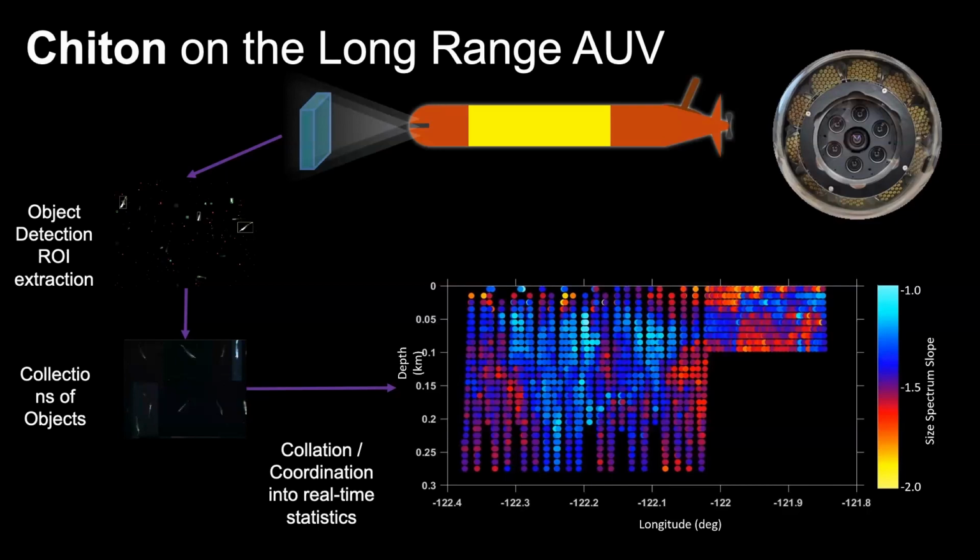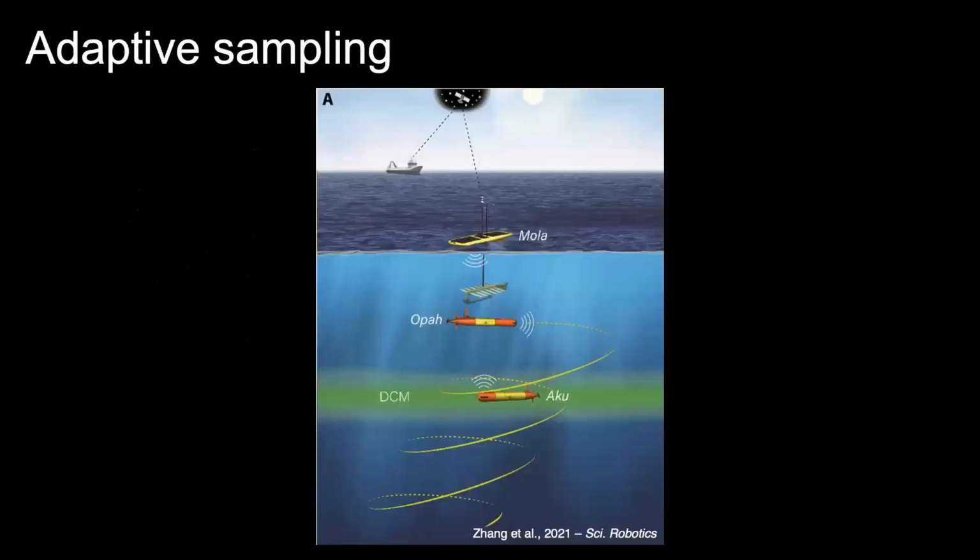And this is undoubtedly useful, but it'd be really cool if we could actually update the vehicle behavior based on this signal that we're getting. And in fact, this is work that's already been happening using different instrumentation at MBARI. So this is an image from my colleague Yamu Zhang's paper a couple of years ago in Science Robotics that did persistent eDNA sampling in the deep chlorophyll maximum layer off the coast of Hawaii using a system of 3 instruments. So you have 2 of these long-range AUVs, OPA and AKU, and a wave glider on the surface, MOLA.